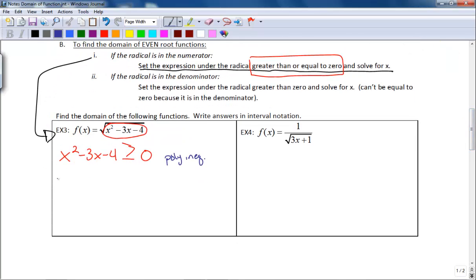So in order to graph, I need to know the degree. Well, the degree of this function is 2, so that makes it even. And the leading coefficient of this function is 1, which makes it positive. So my end behavior is going to be up and up.